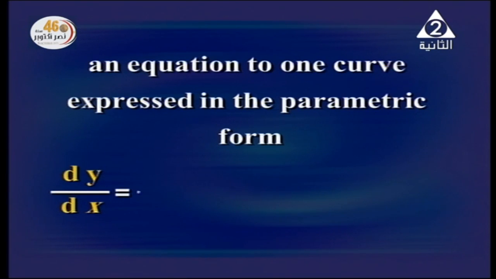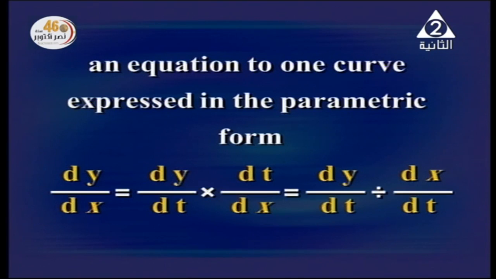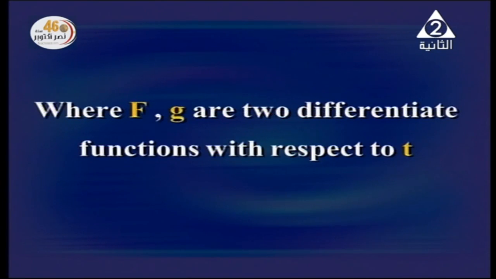Dy over dx equals dy over dt times dt over dx. We have two functions, y a function of t and x a function of t. The required dy over dx, or differentiation of y with respect to x, equals what? At first, we find the differentiation of y with respect to t, and we find the differentiation of x with respect to t, then multiply dy over dt times dt over dx. Or, my dear student, we can divide dy over dt by dx over dt, where f and g are two differentiable functions with respect to t.